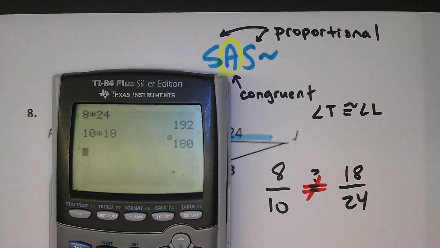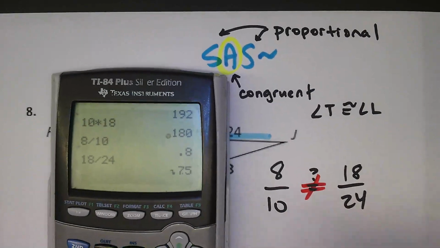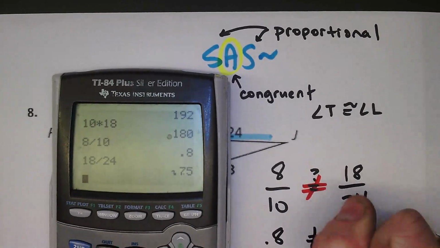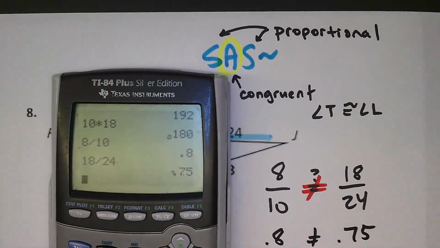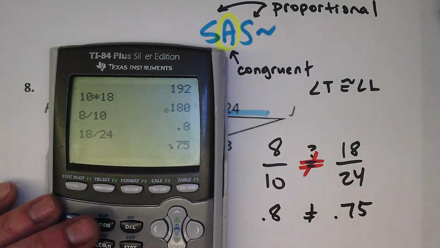You can also just divide these out. Like I can do 8 divided by 10, get its decimal equivalent, 0.8. And then if I do that with 18 divided by 24, look, I get a different decimal equivalent. So I know that they are not equal in that way, right? This is 0.8. That does not equal 0.75. Your calculator can also simplify the fraction for you, which is kind of nice. It's really a similar process.